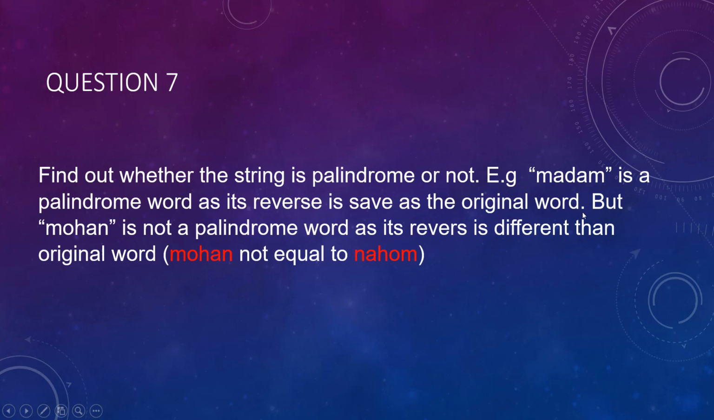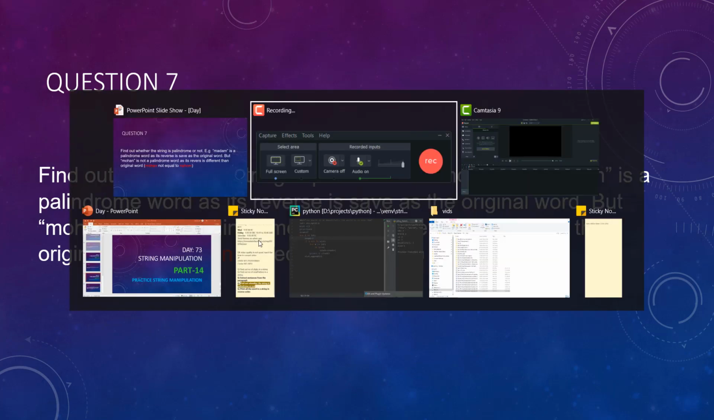Okay, and if we are talking about any other word, any other example, let's say we have Mohan, and if you reverse it, you will get NAHOM. So these two words are not equal. That means Mohan is not a palindrome word. Okay, I think this is pretty easy. Let's write a code for this now.